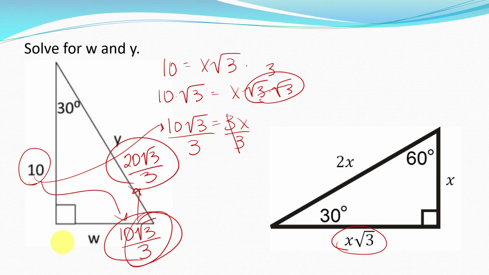All right, so that is special right triangles. You're going to use it whenever you have a right triangle that has 45-45-90 or 30-60-90. And it's just something you want to memorize, the two different ways those sides work.